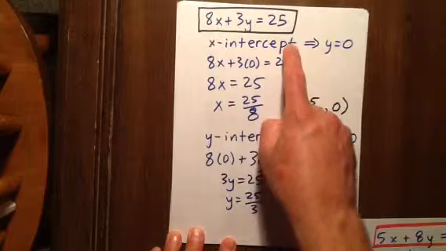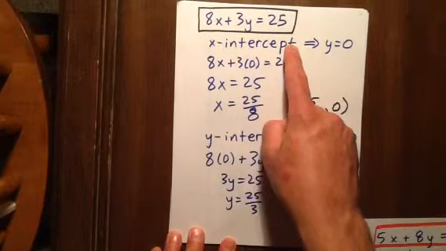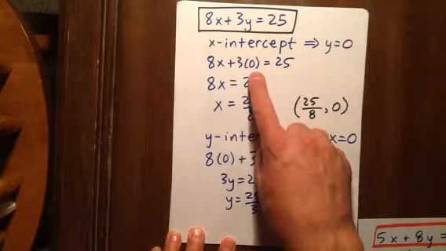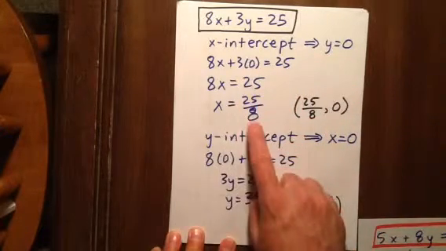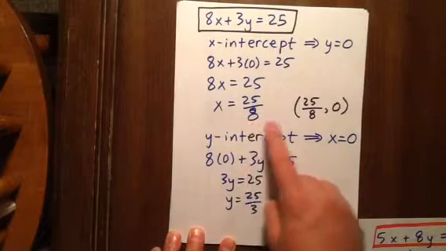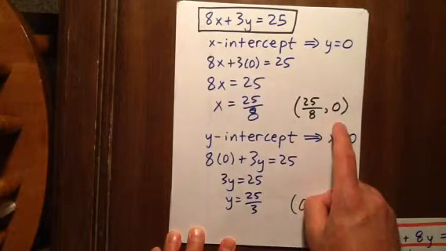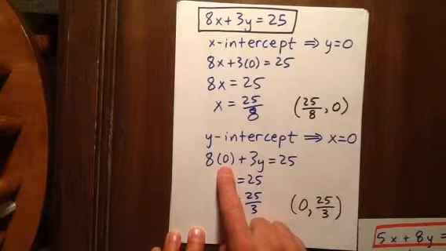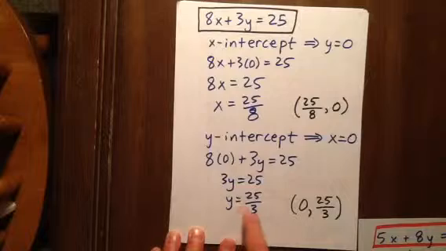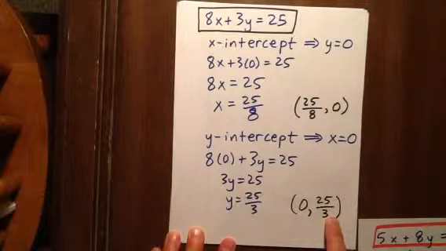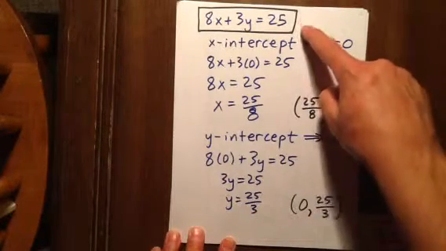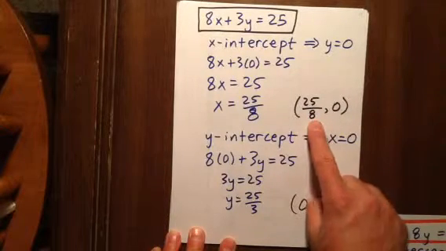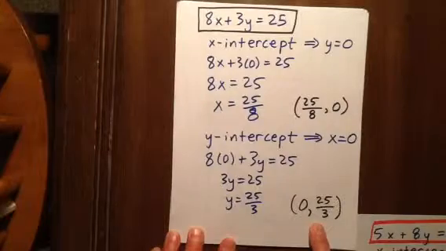The second line was 8x plus 3y equals 25. Well, finding the x-intercept means letting y equal 0. Letting y equal 0 and solving for x gives us an x value of 25/8. So we have (25/8, 0). And then we find a y-intercept by letting x equal 0. Plugging in an x value of 0 gives us a y value of 25/3. So for our second line, we have an x-intercept of 25/8 and a y-intercept of 25/3.